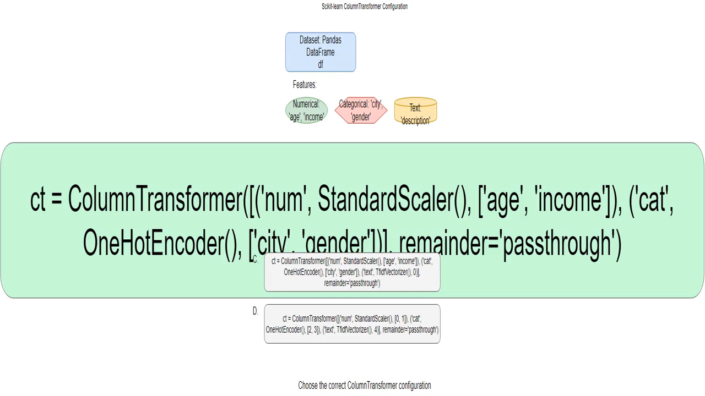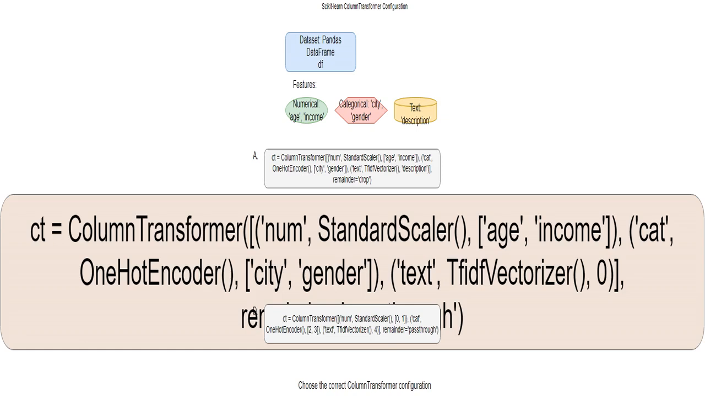Option C. This is similar to A, but I'm using a column index, 0, for the text feature instead of its name, description. Using column indices is risky, as it would fail if columns are reordered in the data frame. Also, the remainder equals passthrough part here means any extra columns will be included in the output without modification. Option D. I'm using column indices, 0, 1, 2, 3, 4, here. This is even more fragile than option C. If the column order changes, this will fail completely. It also uses remainder equals passthrough.